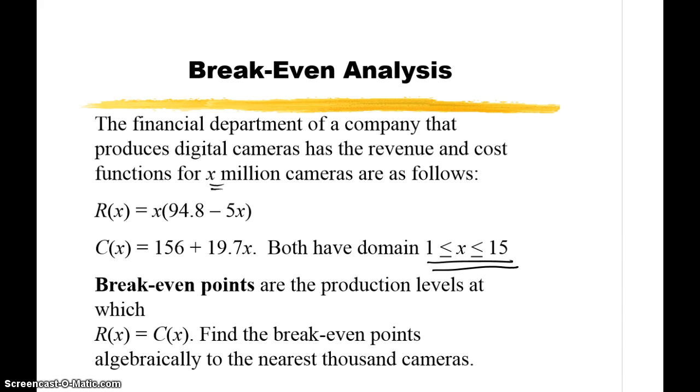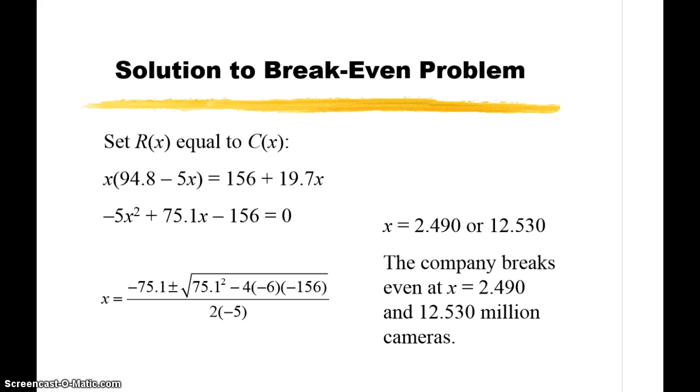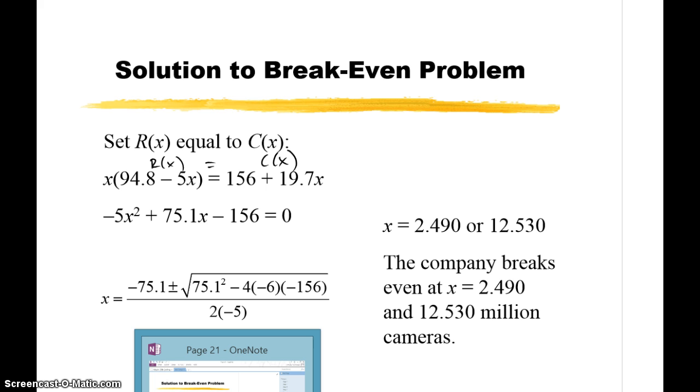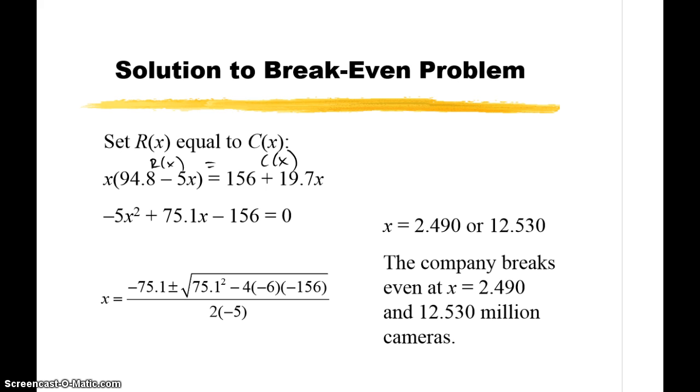Remember, break-even points are the production levels at which revenue equals cost. So if we want to find the break-even points algebraically to the nearest 1,000 cameras, all we have to do is set revenue equal to cost and solve for x. This is revenue, this is cost, and the solution is done on the slide for you using the quadratic formula. We FOIL things out, put all the x's together on one side and everything else on the other. Then we set one side equal to 0 to use the quadratic formula, and we obtain x equals 2.490 or 12.530. The company breaks even at those values for x in millions, rounded to the nearest thousands.